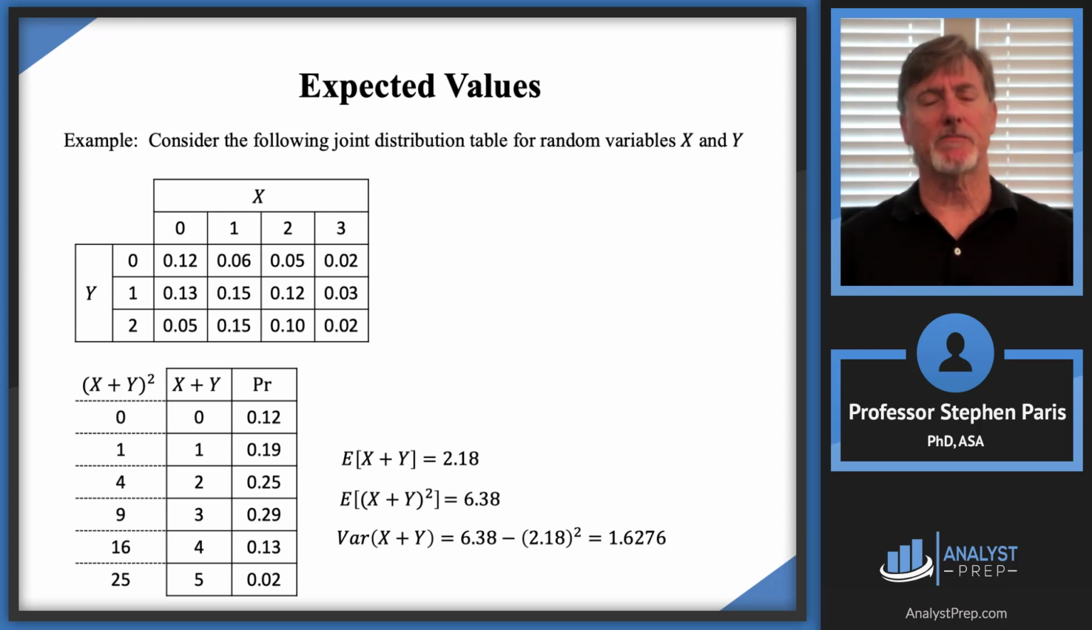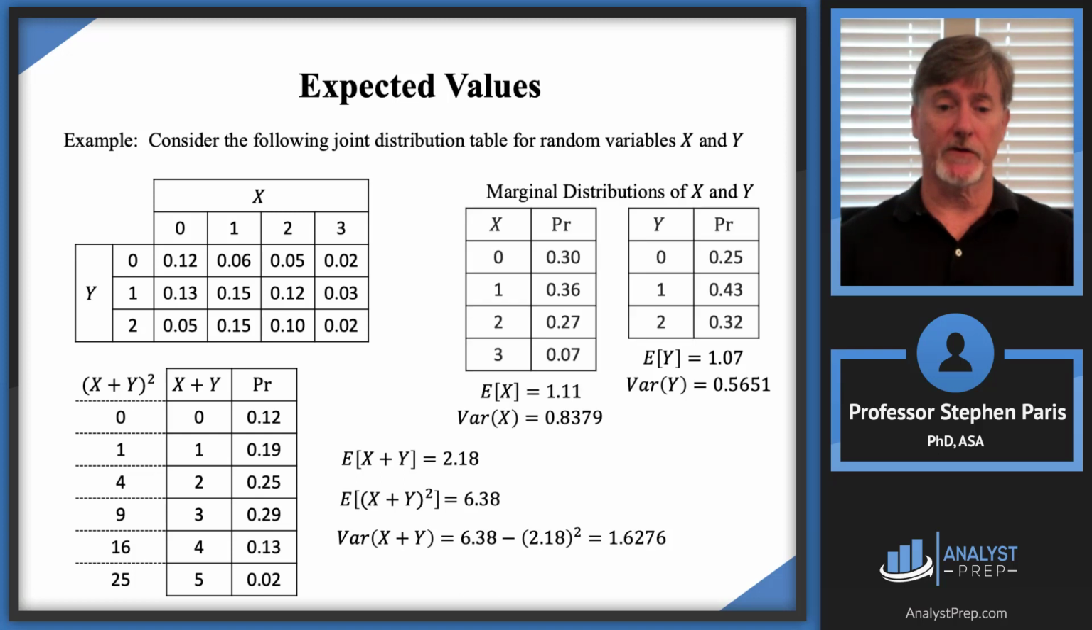Okay, so I want to make some comparison now with the parameters that we evaluated before with the marginal distributions of cap X and cap Y. So let me remind you of what those are. First of all, notice that the expectation of cap X plus cap Y, the 2.18, actually is equal to the expectation of cap X plus the expectation of cap Y. And I knew that was going to happen anyway because I know from previous videos that the expectation is a linear operator. So the expectation of a sum is just the sum of the expected values.